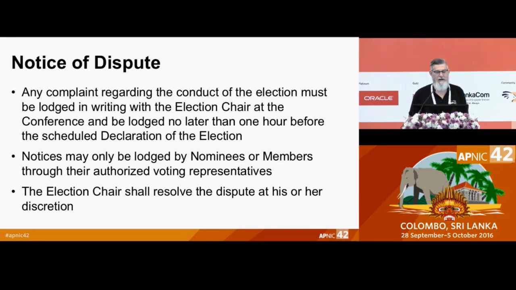Notice of dispute. Any complaint regarding the conduct of the election must be lodged in writing with the election chair at the conference and be lodged no later than 1 hour before the scheduled declaration of the election. As I mentioned before, the scheduled declaration is at 3 p.m., 1500, so 1 hour prior to that time, in writing to the chair. Notices may be lodged by nominees or members through their authorised voting representatives. So if you're a nominee, you can lodge yourself, or the voting representative for a member. The election chair shall resolve the dispute at his or her discretion. His, in this case.